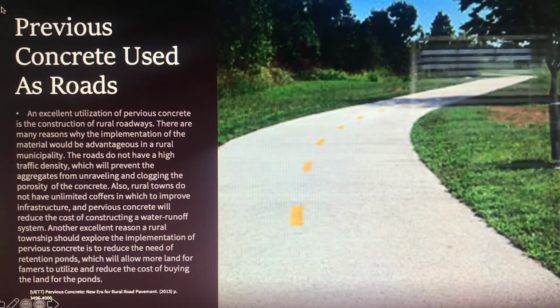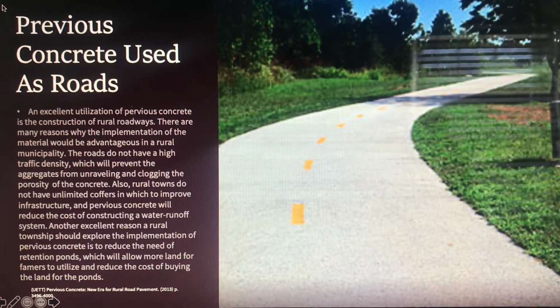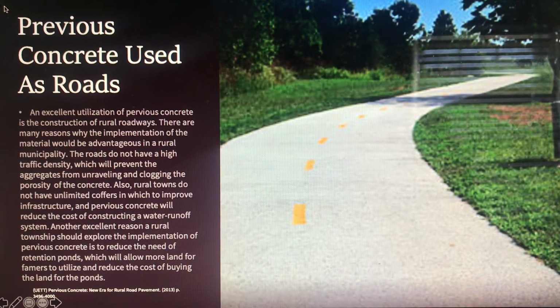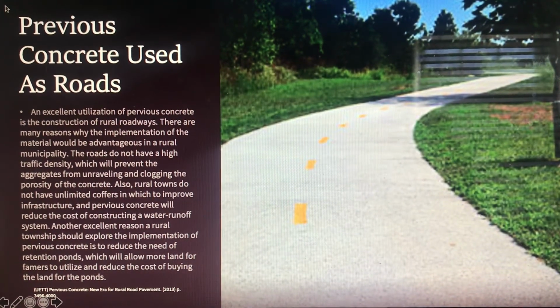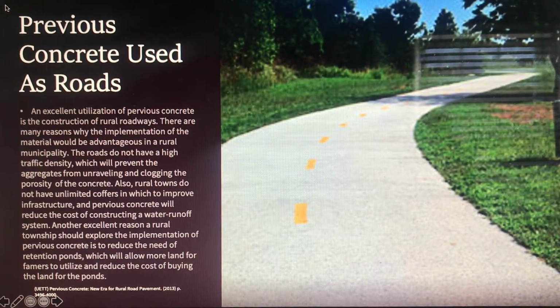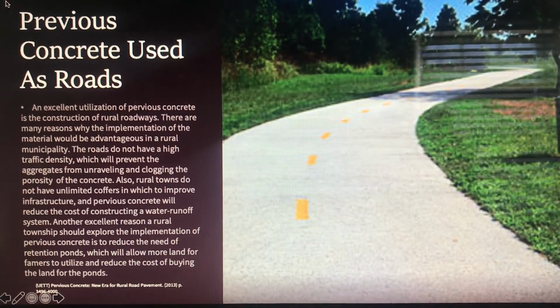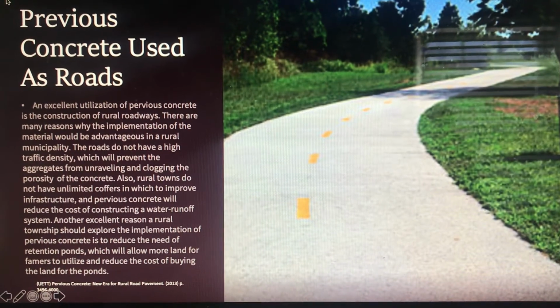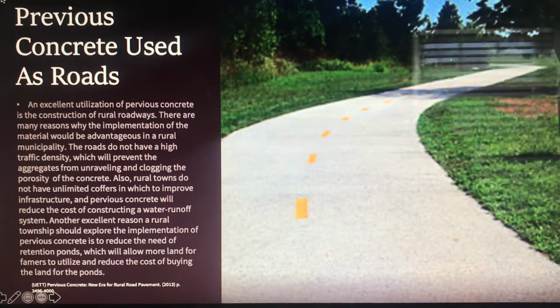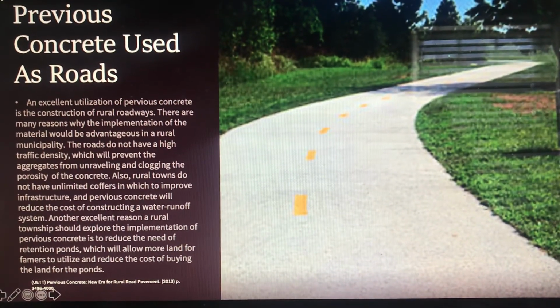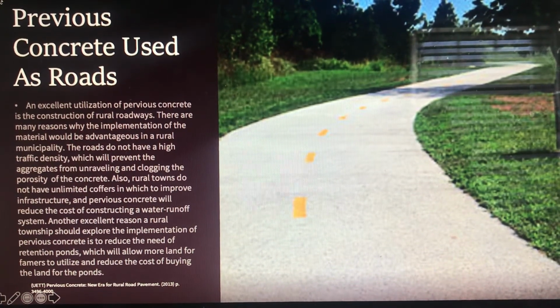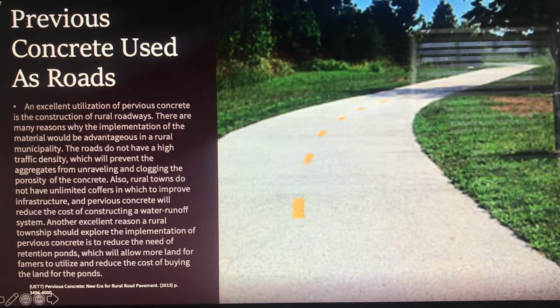Pervious concrete can be used as roads on less dense traffic areas. So when you have more of a dense traffic area, you wouldn't tend to use pervious concrete, because you can see a lot of unraveling and cracking. But on rural roads and rural townships, pervious concrete can be an excellent way to put in roads without having to put in curb and gutter, catch basins, and drop inlets.